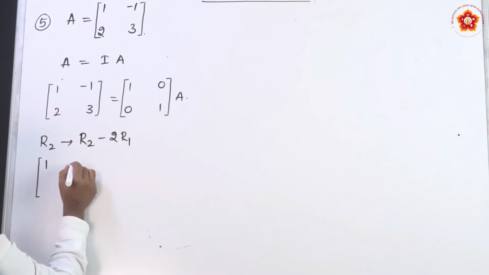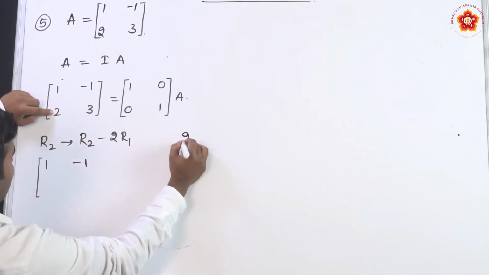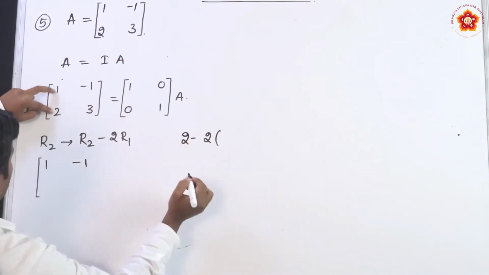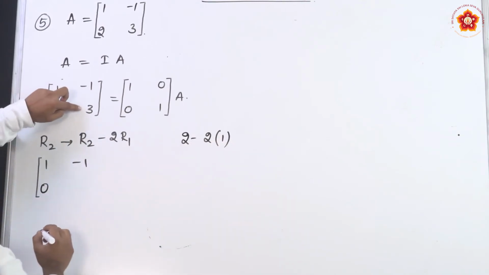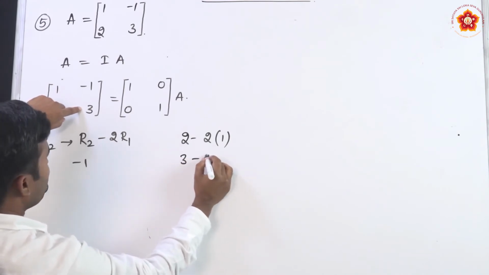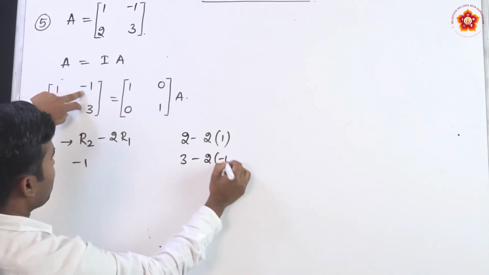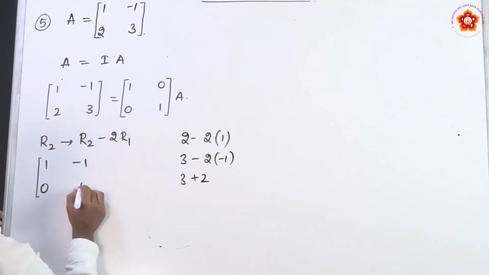R1 is as it is, you write it as it is since we are not applying. So, now what is R2? 2 minus 2 times R1. What is R1? 1. So, 2 minus 2 becomes 0, and here R2 is 3 minus 2 times R1. What is R1? Minus 1. What is this? 3 plus 2. What is 3 plus 2? 5.